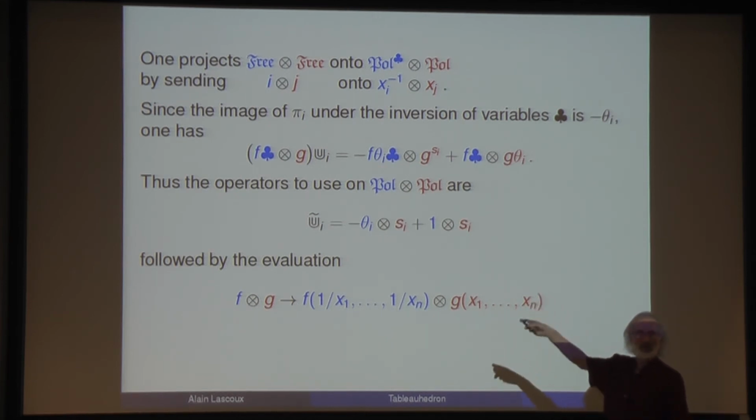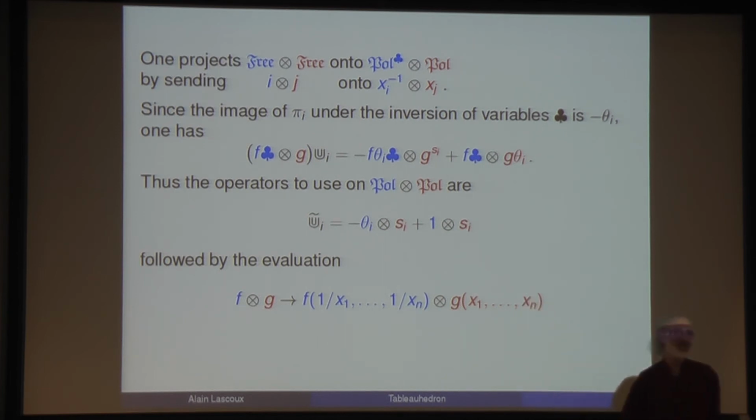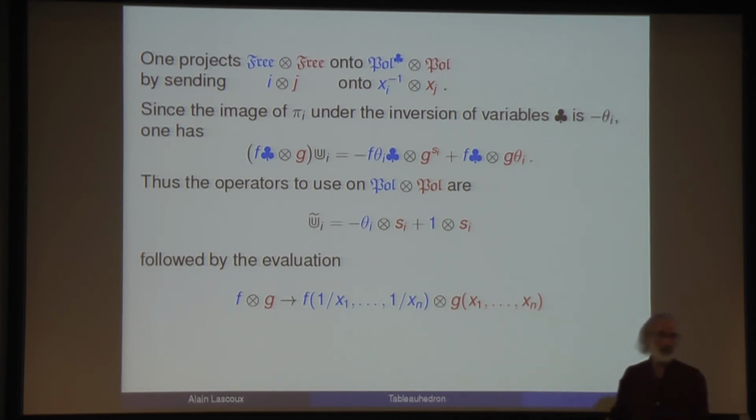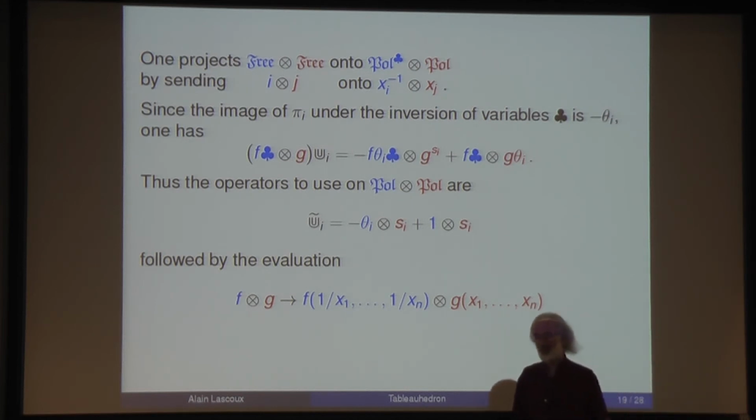now if I look at the operation which is induced in the commutative world, it really corresponds to using the operator that I denote by a tilde. So here, which is minus theta i xi plus 1 product si, which are algebraic operators on polynomials.